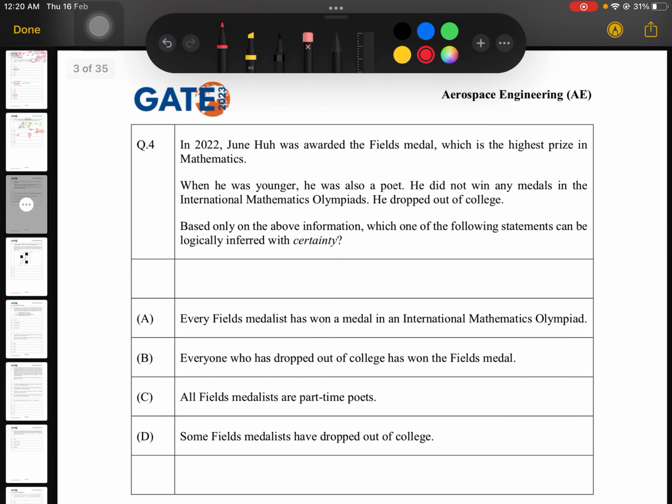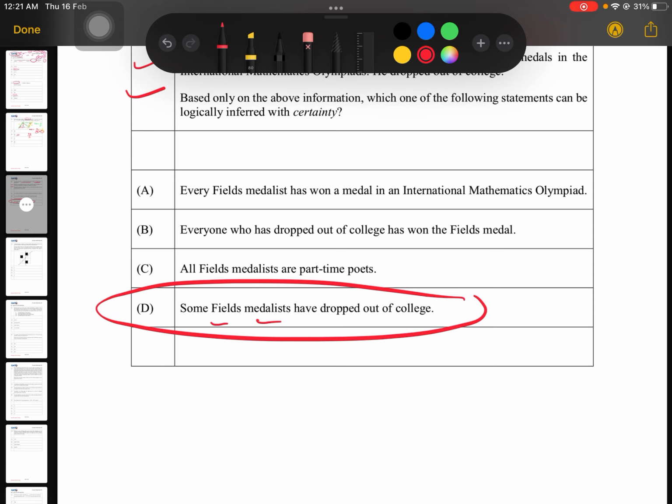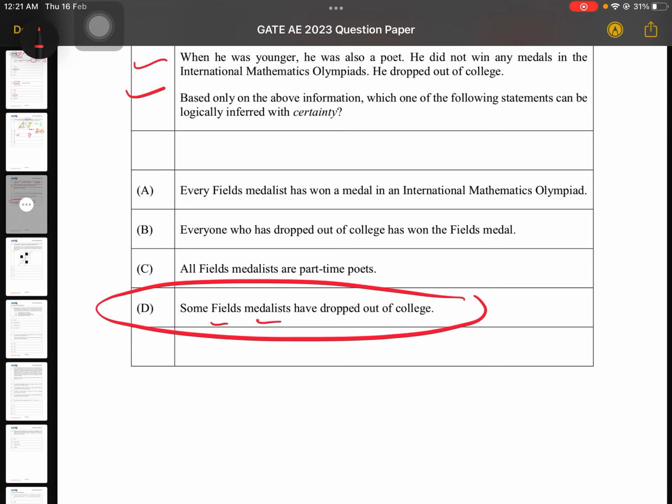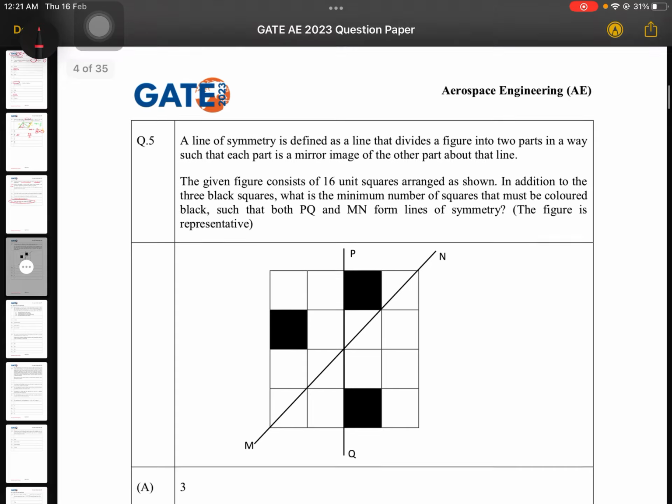Now you see, again this is an English problem. If you go through it, this is a very logical, easy problem. Then you will get this: some field medalists have dropped out of college. That will be your right answer. You will have the right question paper, you just match, because in some question papers it will be shuffled.